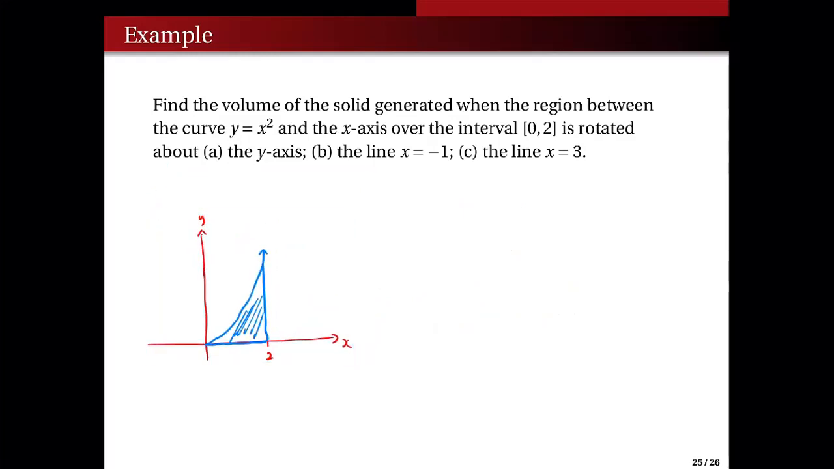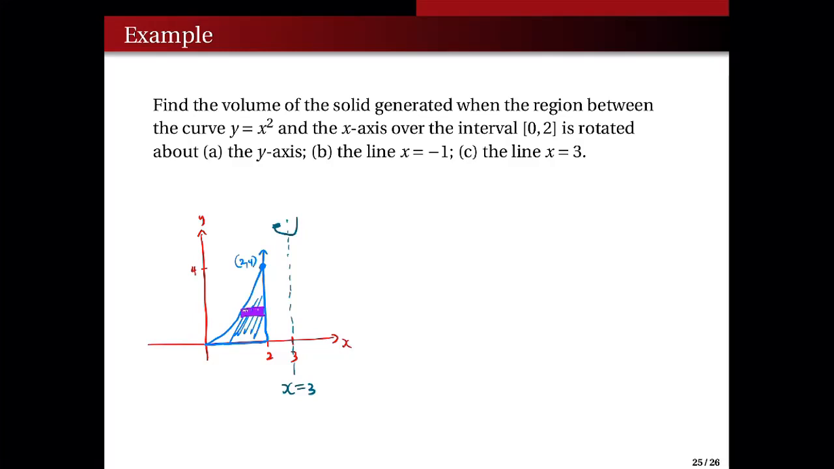This time, our axis of revolution is at x equals 3. So say this is your 3. The axis of revolution is somewhere here. We want to revolve about this line, x equals 3. Still, the approximating rectangles are horizontal. And again, the point here is the point 2, 4.